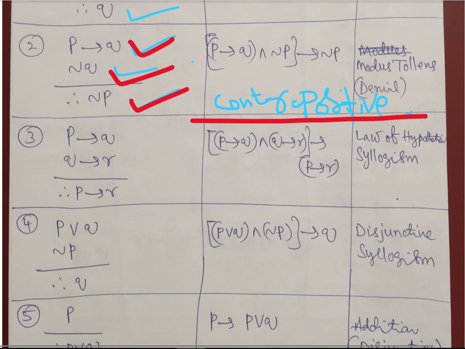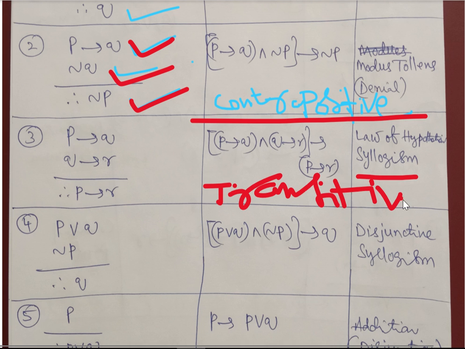Next, laws of syllogism. Please remember the word syllogism. It is similar to, you should only tell me now. P to Q, Q to R, we got P to R. So P implies Q, Q implies R, P implies R. It is similar to transitive. What is transitive? A is equal to B, B is equal to C, then I can say A is equal to C. Similarly here, P to Q, Q to R, then P to R. So that is nothing but syllogism.